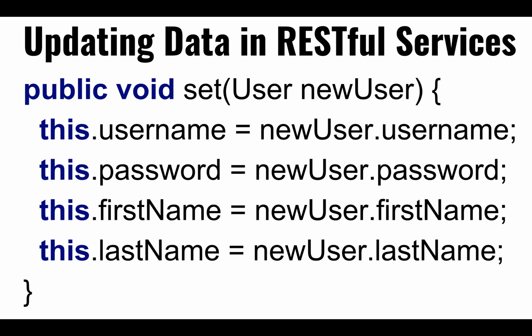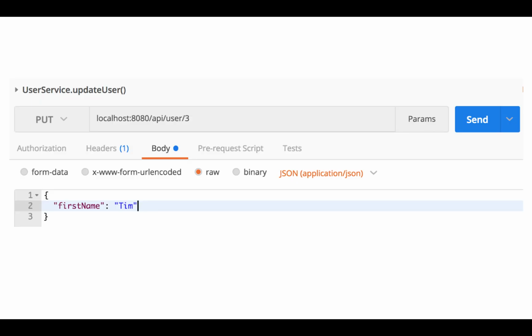So yeah, set is just a method inside the User class that takes a source object and copies the fields over to the target object. So here's an example of changing the first name to Tim, and it does an update in the database.